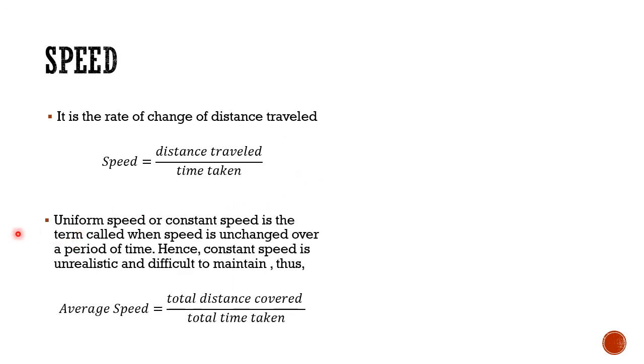So, uniform speed or constant speed is the term called when speed is unchanged over a period of time. Hence, constant speed is unrealistic and difficult to maintain. Thus, average speed is equal sa total distance covered all over total time taken. So, dito, pag yung ating speed daw is unchanged over a period of time, tinatawag daw siyang uniform speed or constant speed. Pero hindi daw siya nangyayari in reality, it is difficult to maintain. Kung kaya meron lang tayong average speed.